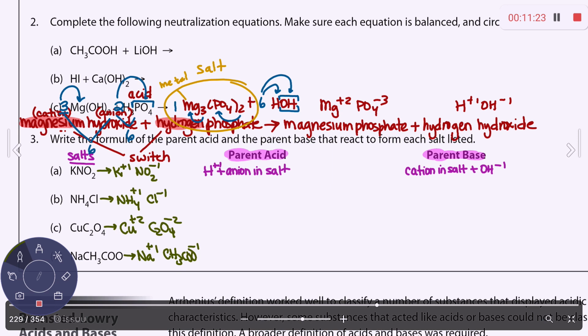Okay, so from here, my parent acid for A would be hydrogen with this anion. So this would end up being HNO2. That's my parent acid. The parent base would be this cation with hydroxide. So it would be KOH. Okay. Then for B, hydrogen with chloride would be HCl. For the base, it would be this cation with hydroxide. So this would be NH4OH.